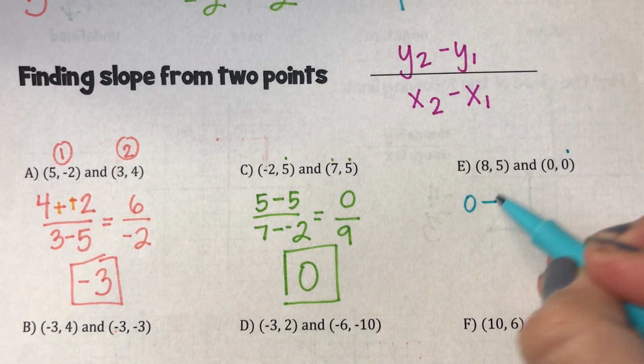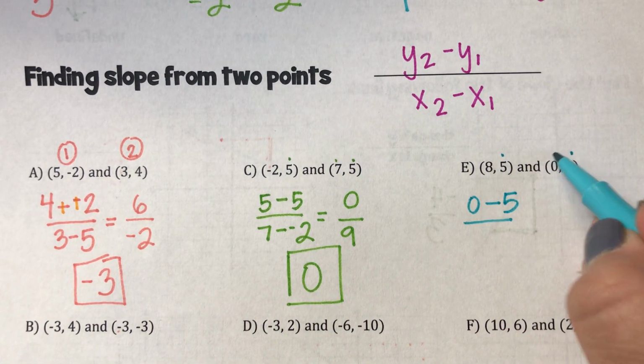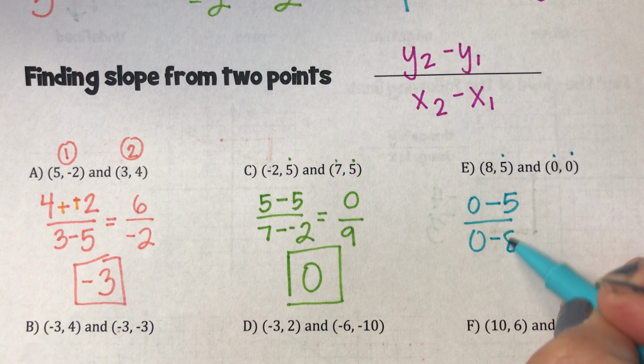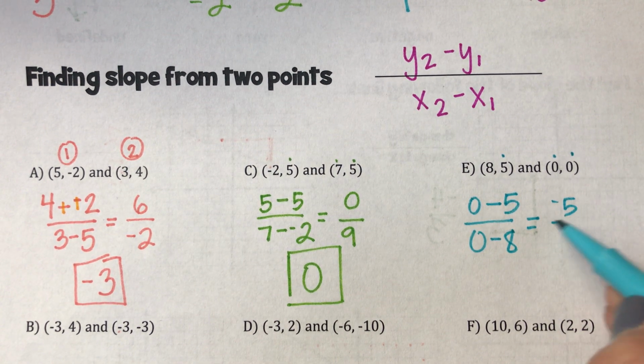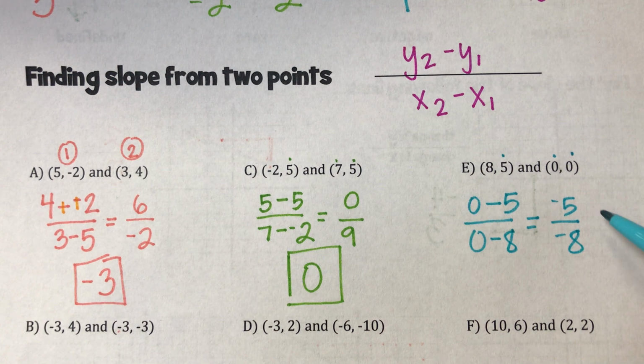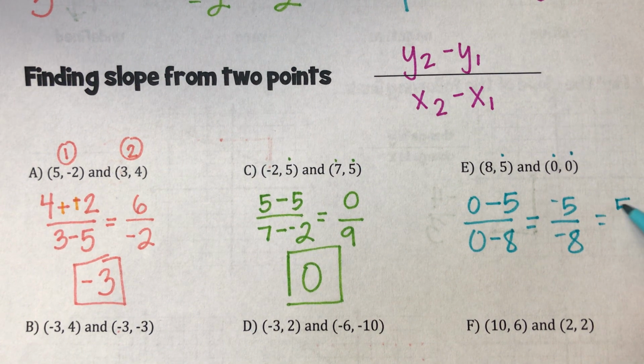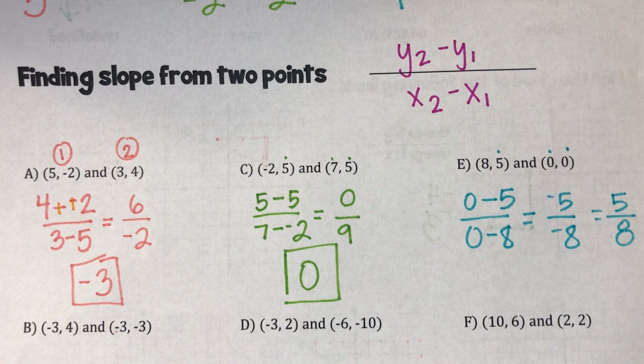Okay, let's look at letter E. y2 minus y1 over x2 minus x1. Negative 5 over negative 8. What's a negative divided by a negative? It is a positive. And then we're done.